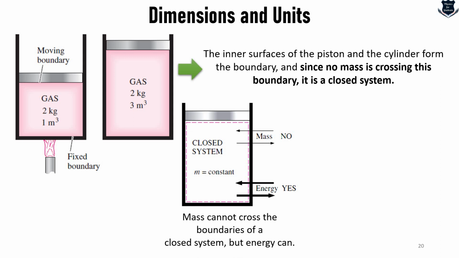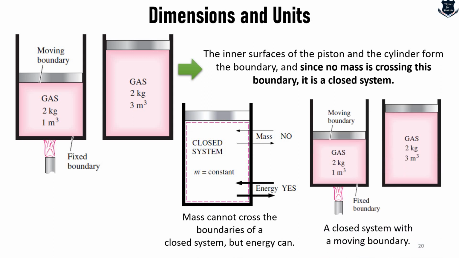Mass cannot cross the boundary of a closed system, but energy can, and a closed system can have a moving boundary. So here is something important to note: energy may cross the boundary, and part of the boundary, which is the inner surface of the piston in this case, may move. Everything outside the gas, including the piston and the cylinder, is what we consider the surroundings.